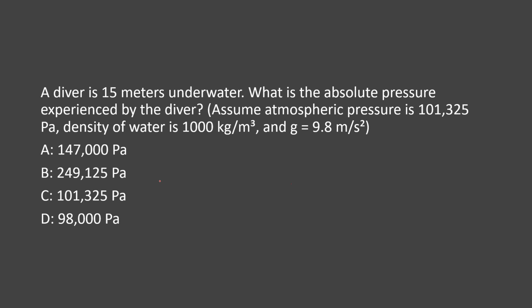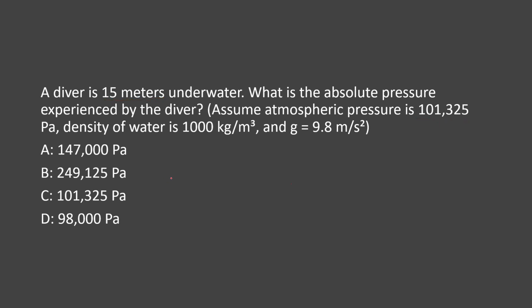So usually when we talk about pressure, we assume that atmospheric pressure is always there and it's always constant. So we do what we call relative pressure, essentially the pressure aside from atmospheric pressure. But absolute pressure, of course, has to include atmospheric pressure, right? So the diver who is 15 meters underwater is going to experience pressure from the liquid, that's hydrostatic pressure, but they're also going to experience the pressure that they're always experiencing, which is atmospheric pressure.